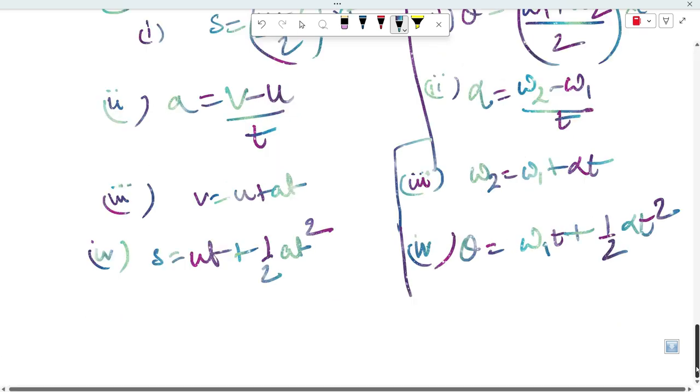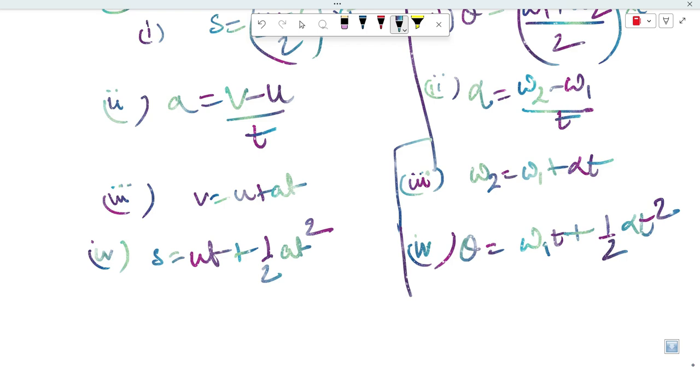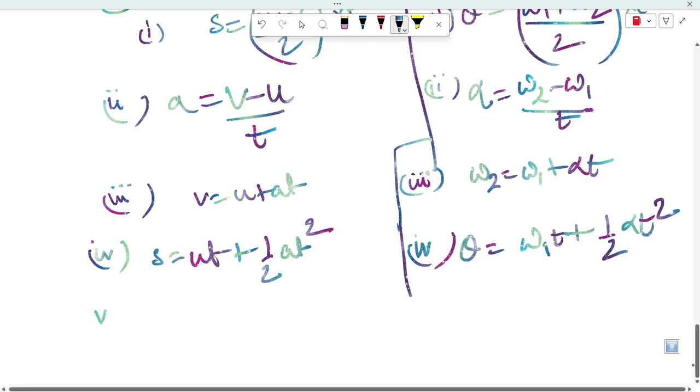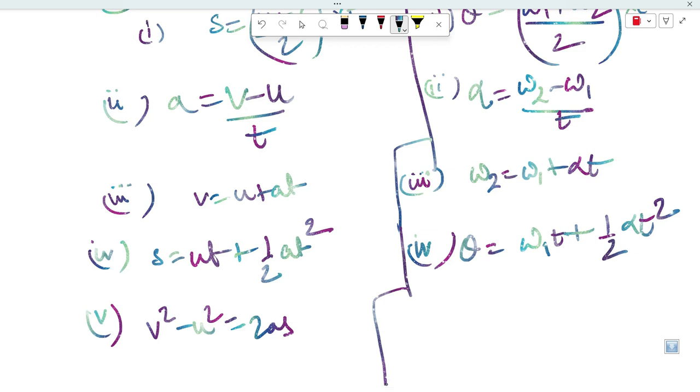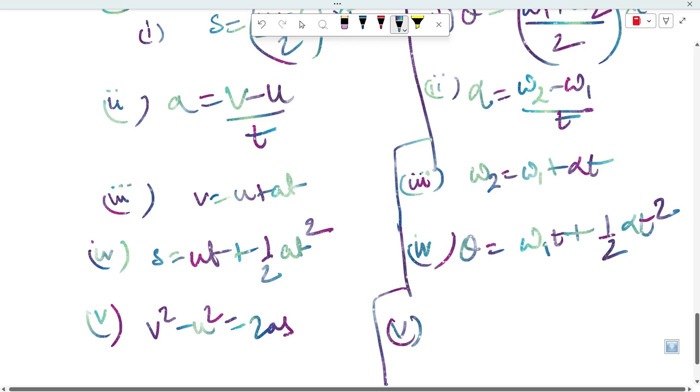Now Newton's third equation of motion: v square minus u square equal to 2as, that is, final velocity square minus initial velocity square is equal to 2 into acceleration into the distance covered. In case of rotational motion, I can write the same thing: omega 2 square minus omega 1 square is equal to 2 alpha theta.